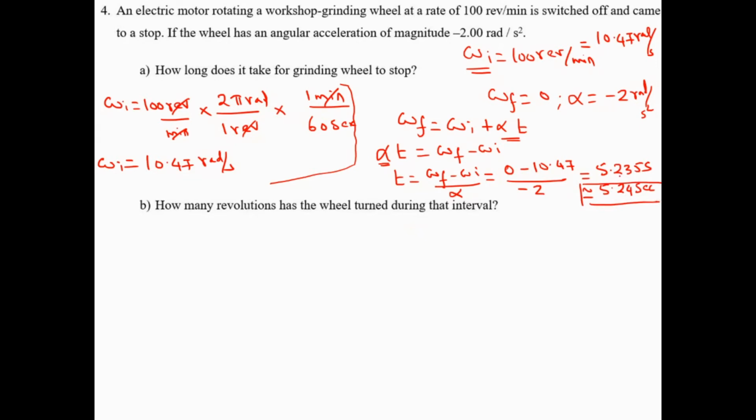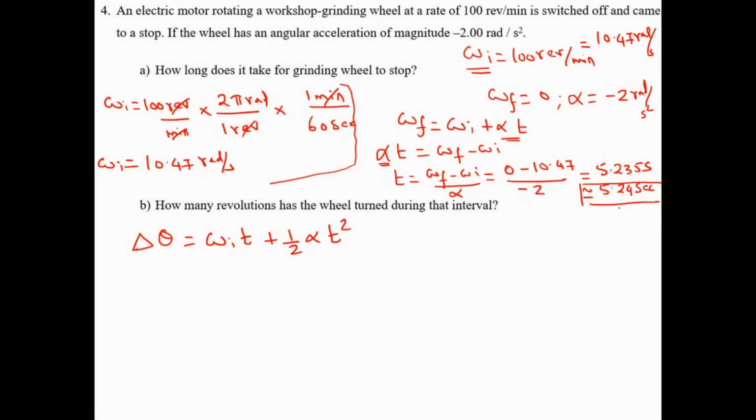Clear? In the second part, we have to find the revolution. That means we are going to find the displacement of the wheel. How many revolutions has the wheel turned during the interval? So we have to give the answer in terms of revolution. First of all, I'm going to substitute the values in terms of radian per second, and then we are going to convert that radian into revolution. So what is the equation? I'm going to use the second equation: delta theta is equal to initial angular speed multiplied by time plus half angular acceleration multiplied by time square.